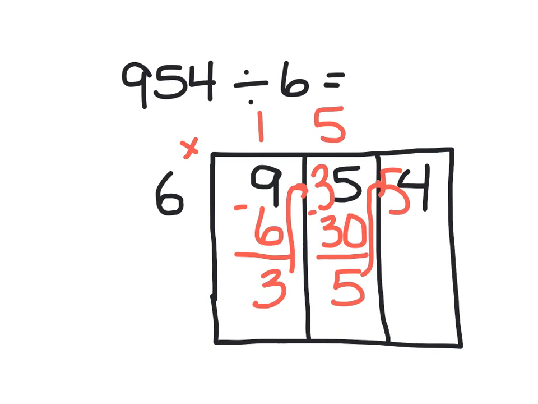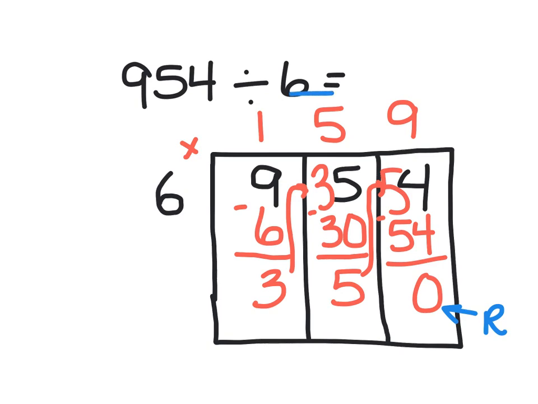6 times 8 is 48. Oh, 6 times 9 is 54. So I'm going to subtract 54 in my last column and get 0. This right here would be the remainder. Doesn't look like I have a remainder, and so now right up here on top I get my answer. 954 divided by 6 is 159. So that's called the box method.